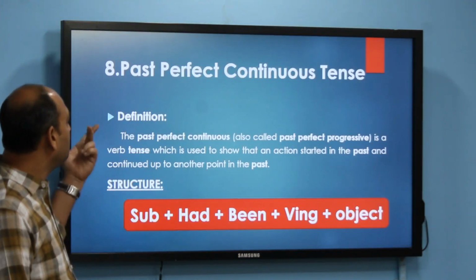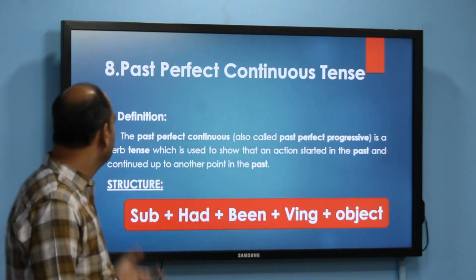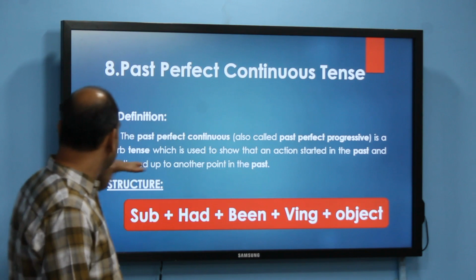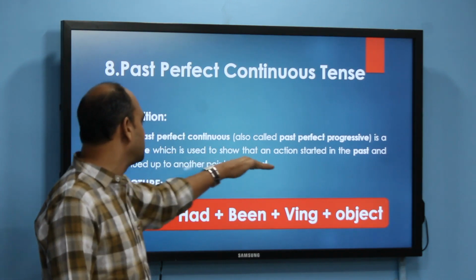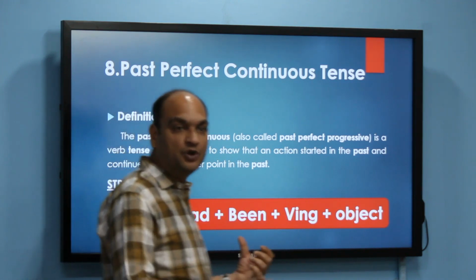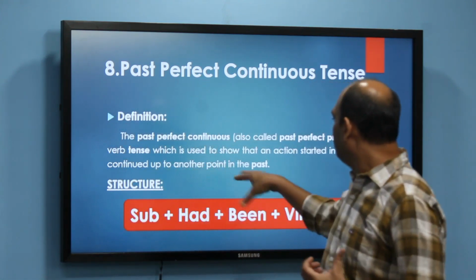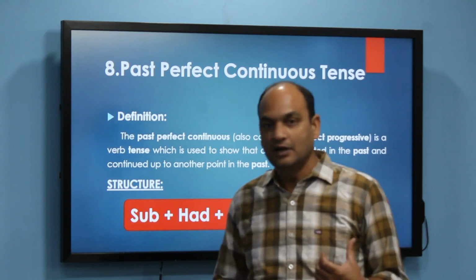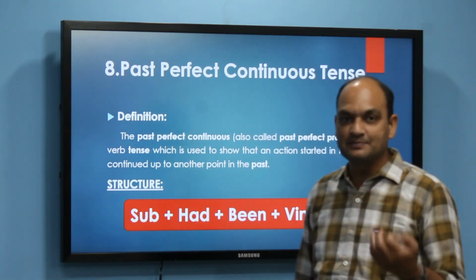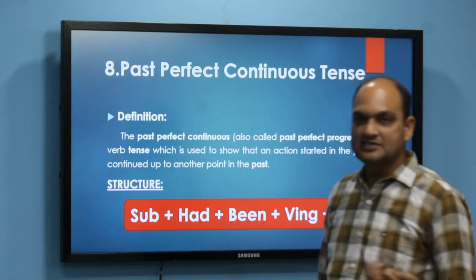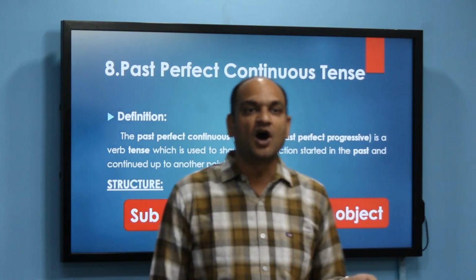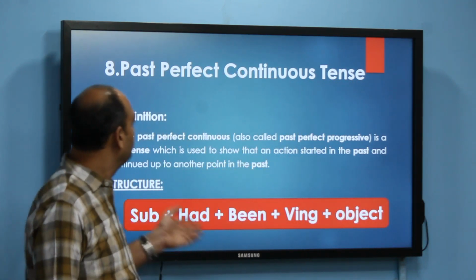And now, the past perfect continuous tense. Definition. The past perfect continuous is a verb tense which is used to show that an action started in the past and continued up to another point in the past. The structure stands like this. Subject plus had plus been plus V-ing or V fourth form plus object.